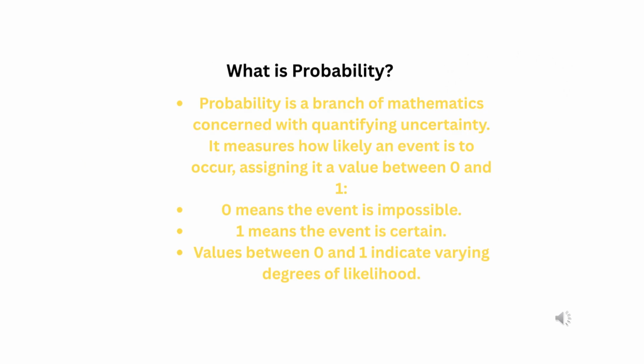Now, what is probability? Probability is a branch of mathematics concerned with quantifying uncertainty. It measures how likely an event is to occur, assigning it a value between 0 and 1. 0 means the event is impossible, 1 means the event is certain. Values between 0 and 1 indicate varying degrees of likelihood.